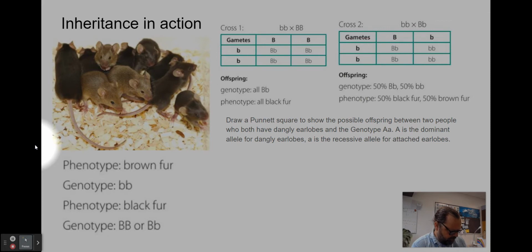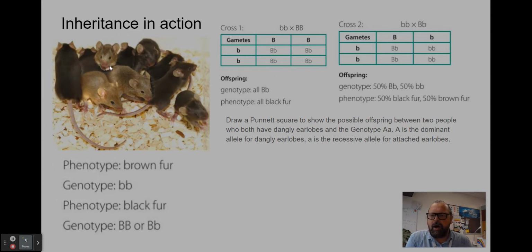We're on video number 6, and we're starting to look at how we can represent genotypes and show what happens when two organisms reproduce. The important thing about these diagrams, called Punnett squares, is that they are showing the possible offspring that two individuals could produce, and they're not showing you that they're going to have 4 children every time.